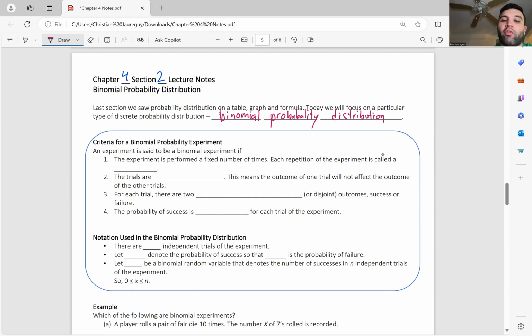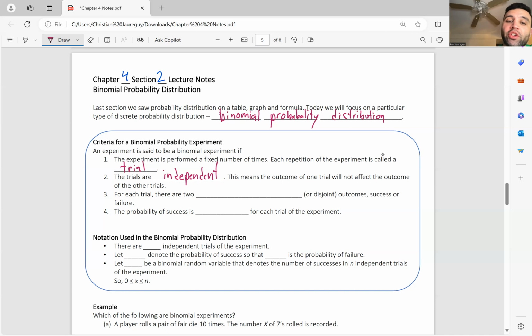So the experiment is performed a fixed number of times. Each repetition is called a trial. So from the beginning, you know, hey, I'm going to pick 10 people. Hey, I'm going to do this 5 times. Hey, I'm going to do this 70 times, whatever. The trials are independent. So each time you do whatever you're doing, throwing, rolling, picking, choosing, the probability can't change. What happens before doesn't affect what's going to happen next or now.